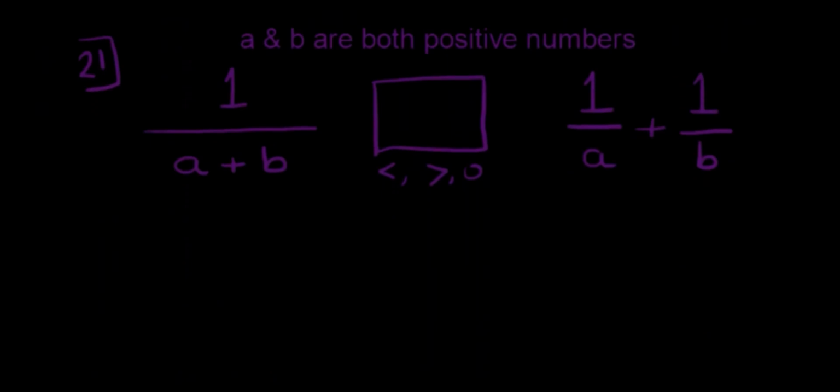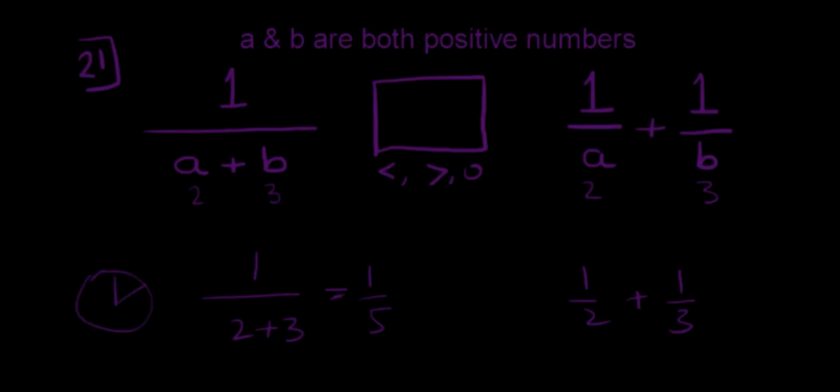Now, the easiest way to go about this is to pick any two numbers. Let's say 2 and 3. So 1 over 2 plus 3, or 1 over 2 plus 1 over 3. 1 over 2 plus 3 is like 1 over 5. So that means one whole thing is split into 1, 2, 3, 4, 5, and just one of them is shaded. That's what the 1 over 5 is.